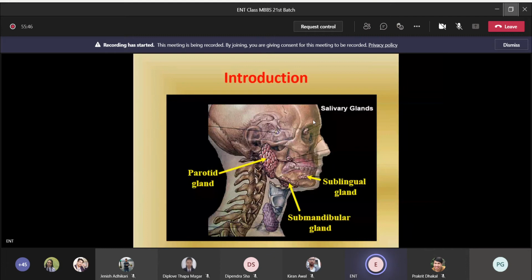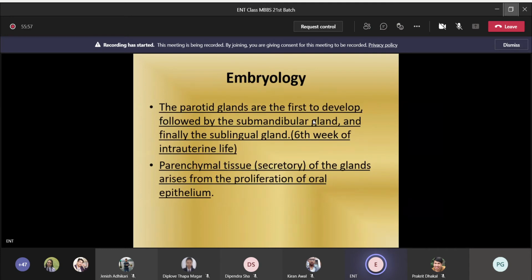These are the locations of the salivary glands: parotid, sublingual, and submandibular. These are the major salivary glands.